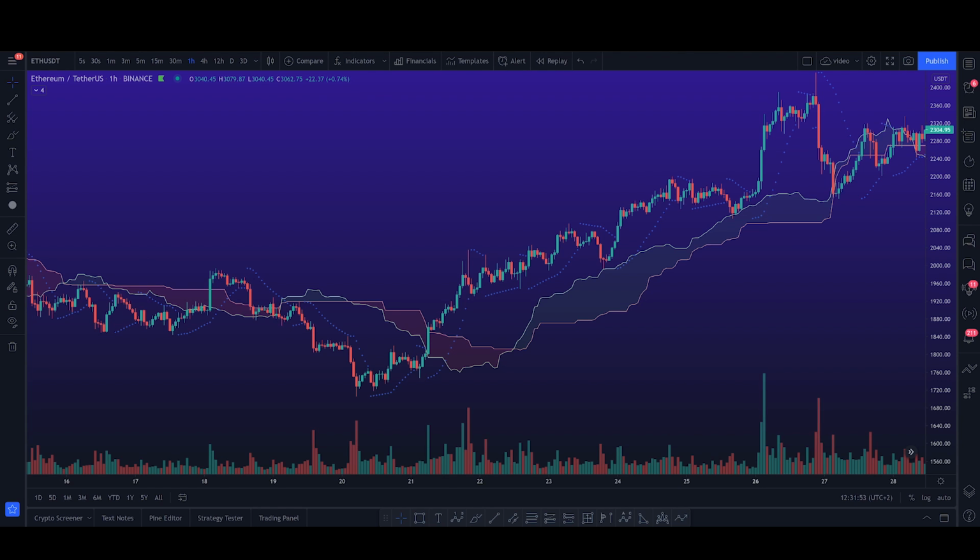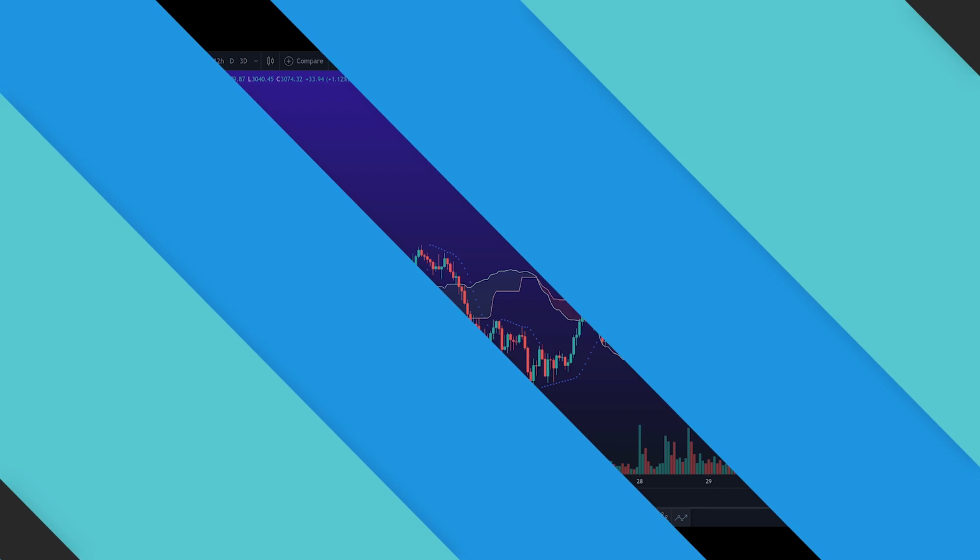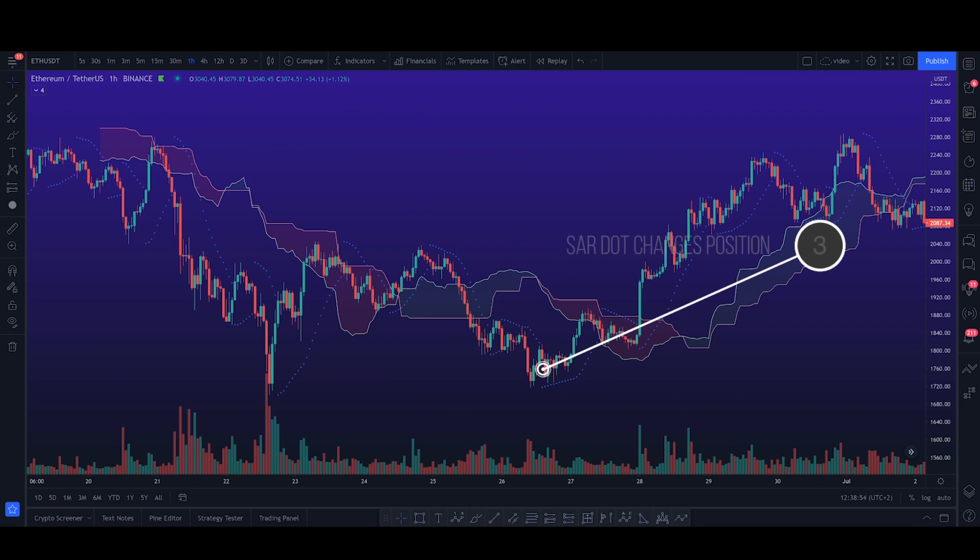Also take into consideration that the Parabolic SAR is a lagging indicator, so you should always enter at the candle's close. The stop loss for our position would be at the first Parabolic SAR dot in our trend. So now that we have our entry and stop loss set, we will need to look at the exit strategy.